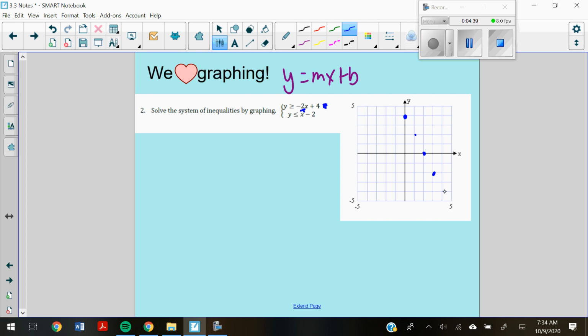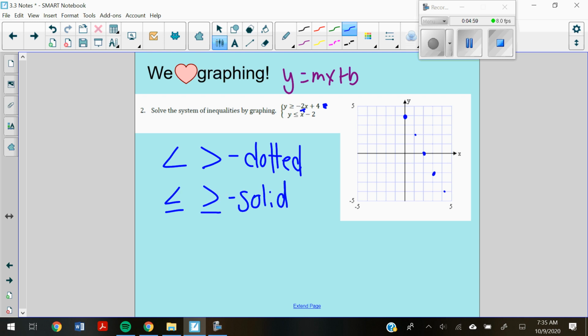All right, so when we talked about inequalities before, we talked about solid and dotted lines. If you don't remember these, you might want to jot this down in your notes. If you have ones that are not equal, this is dotted. And if you have equals 2 bars, these are solid. Okay, so if I look, my top one has an equals to bar in my inequality. So I'm going to make this a solid line.